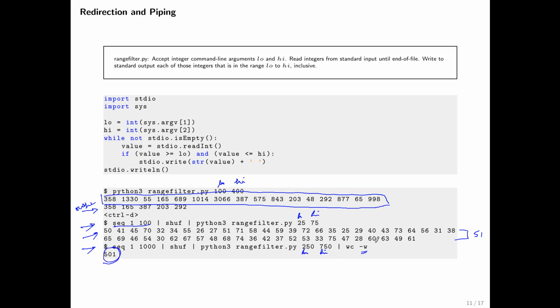So wc is the command that we saw in the previous slide, but here we are saying we don't really care about the number of lines or the number of characters. I just want the number of words to verify the fact that there are 501 numbers between 250 and 750 if you're looking at an input sequence that is 1 through 1000. And that's confirmed here.